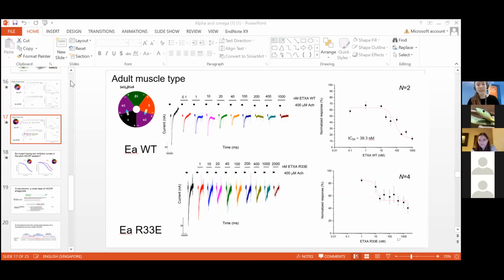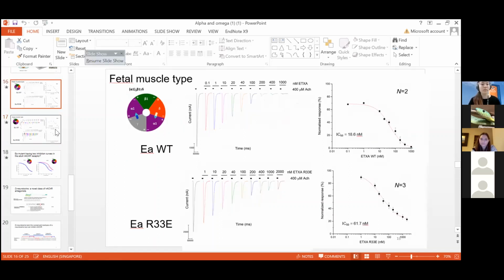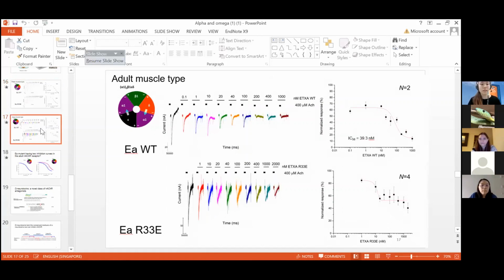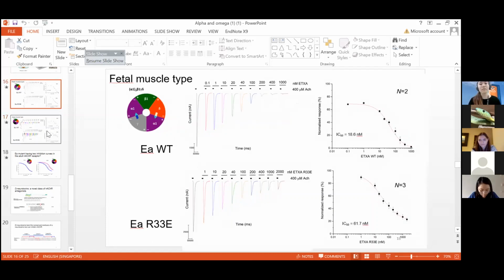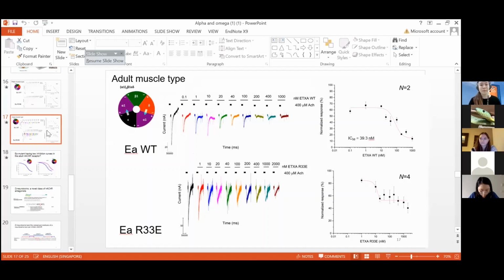Do you normally see a lower response when you use the adult, because the fetal muscle receptors give quite large currents? It's because they are expressing different subunits. When we were expressing the adult one, the currents were a lot smaller because of some technical error. That's why the noise to signal ratio is a lot higher in the adult type compared to the fetal type. Again, this is my preliminary data, and I still have a lot of optimization to go. Thanks for the question.